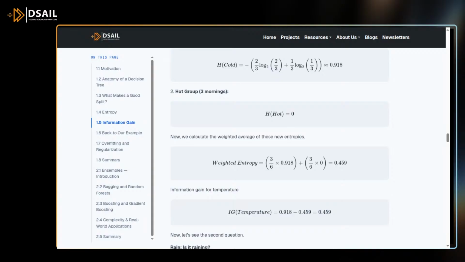These two are the same. This is 1 over 3, which is this. This is 2 over 3, which is this. Are you together? You can use the calculator, it's that. Then the other question is, what about the case when it's hot? What's the probability of a yes? 0. So it's 0 times log 0, which is what? 0. Are you together?